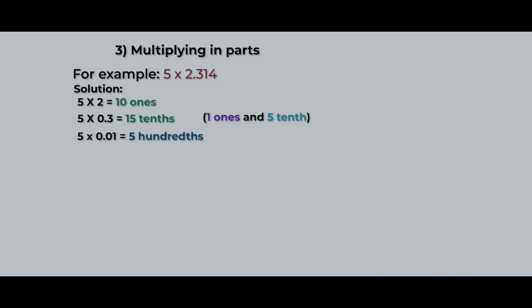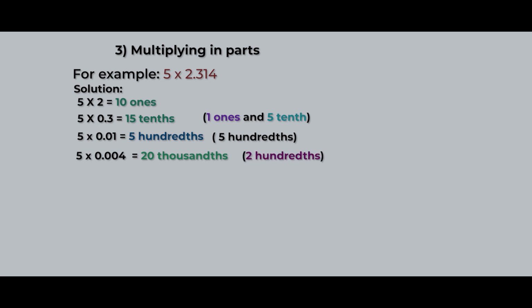Let's take another example. 5 multiplied by 2.314. Again, make it into parts. Let's take the whole number. 5 multiplied by 2 will give you 10 ones. In the decimal part, 5 multiplied by 0.3 will give you 15 tenths, which is 1 ones and 5 tenths. 5 multiplied by 0.01, that is 5 hundredths. Next, 5 multiplied by 0.004 will give you 20 thousandths.